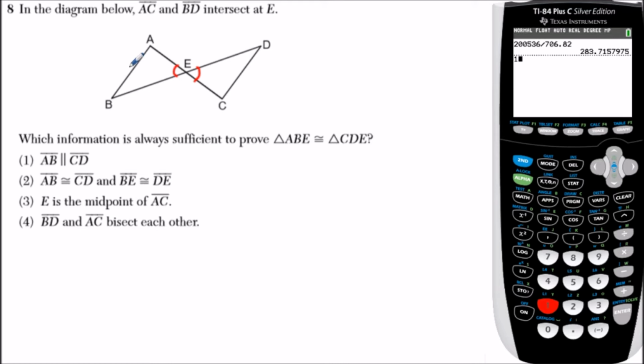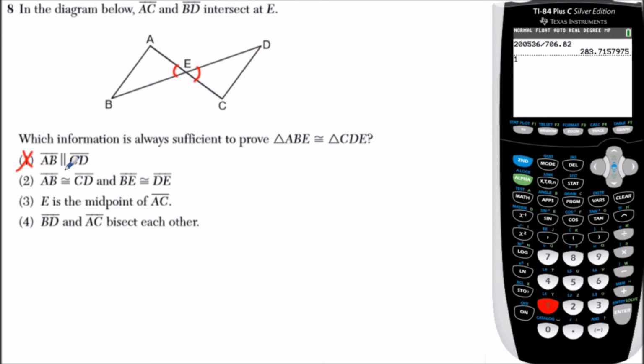So why is choice 1 no good? Like, why is it not enough to say AB is parallel to CD? That's not sufficient to prove these two triangles are congruent. The reason being, the only thing that parallel lines establishes is that the alternate interior angles here, like angle A and angle C, are congruent, and then angle B and angle D are congruent. So this would be sufficient to show that they're similar but not congruent. So choice 1 is out for us.